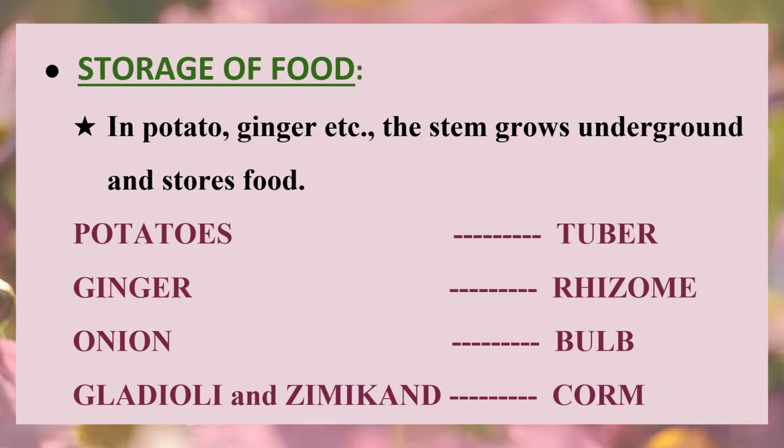In ginger, the underground stem stores food. It swells up in an irregular form and is called rhizome. In onion, garlic, lily, etc., the leaves store food and become fleshy. They overlap each other and are attached to a disc. This disc is the reduced stem. Such modified stems are called bulbs. In Zimikand, the stem is called corm, C-O-R-M, corm. It is rounded and condensed into a top-like structure covered with scaly leaves. It stores food.